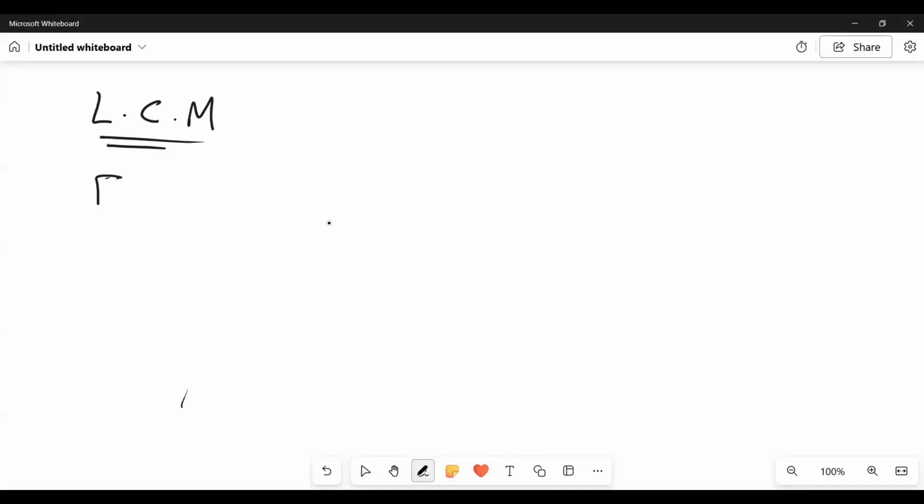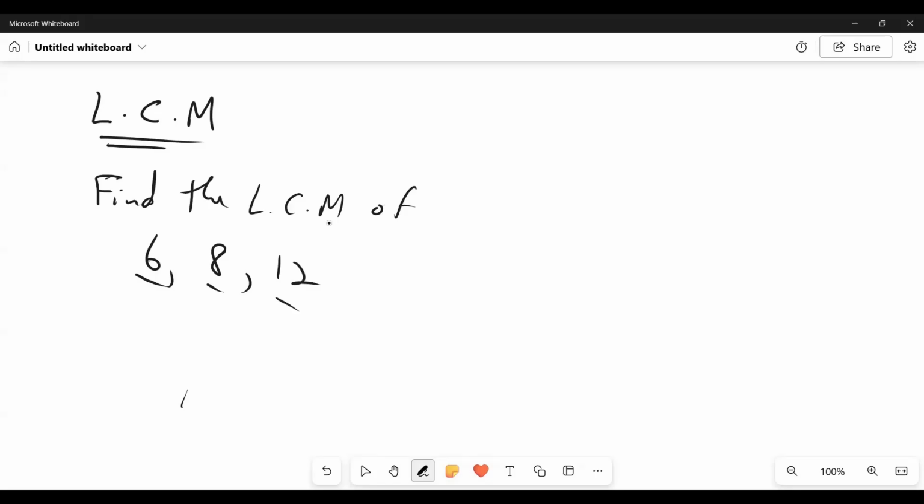Let's say you want to find the LCM. Again, I'm just going to show you one method; there are others out there. You want to find the LCM of, give me some numbers, let's say 6, 8, and maybe 12. One of the keys is to write each of these as a product of their prime factors. So 6 is 2 by 3. 8 is 2 by 2 by 2. And 12 is 2 by 2 by 3.